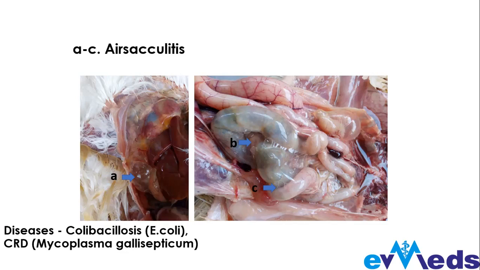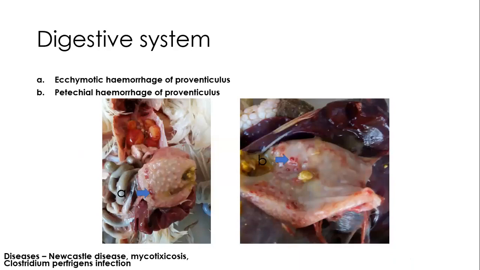So by the time you are doing postmortem and you see something like this, you know you are dealing with air sacculitis. And the probable infections: we have colibacillosis that is caused by E. coli. We have CRD, that is chronic respiratory disease, that is caused by Mycoplasma gallisepticum. And many others, definitely, but this is what we talk about when we talk about air sacculitis. This is how it actually looks. So, let's go to digestive system. That is for respiratory system.